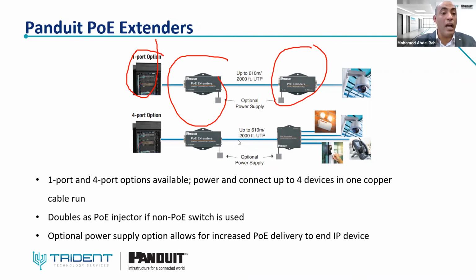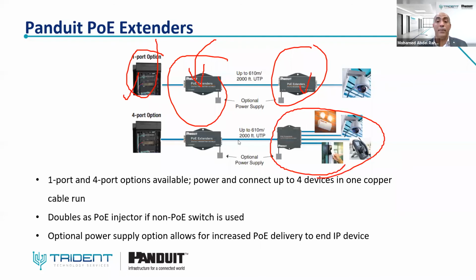Also, sometimes you don't have a PoE switch, so you can inject the power to the transmitter. Here, you can use the power supply of the transmitter and inject the power inside it, and you don't need a power source for the receiver. Also, this extender can be used for IP devices. These 4 IP devices can be used with only one cable running to the switch. So this is also another application you can use.